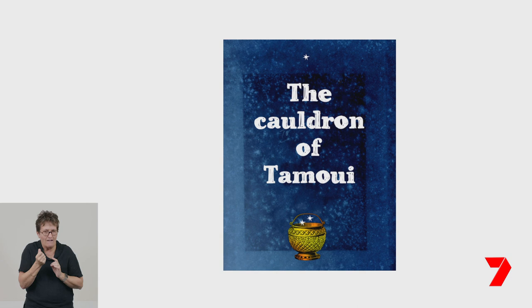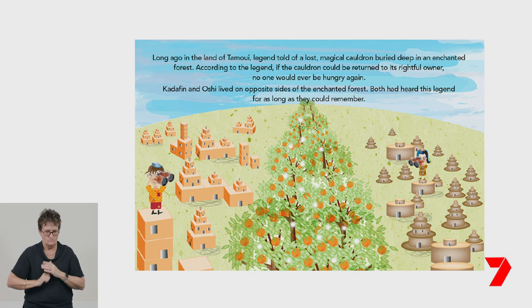Long ago, in the land of Tamui, legend told of a lost magical cauldron buried deep in an enchanted forest. According to the legend, if the cauldron could be returned to its rightful owner, no one would ever be hungry again. Cadafan and Oshi lived on opposite sides of the enchanted forest. Both had heard this legend for as long as they could remember.